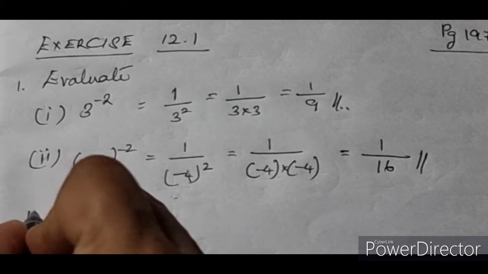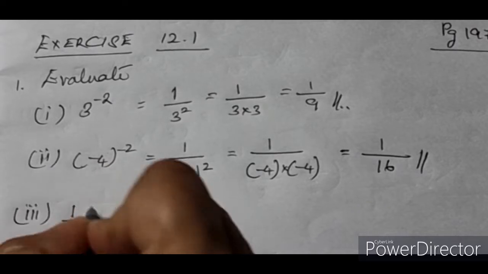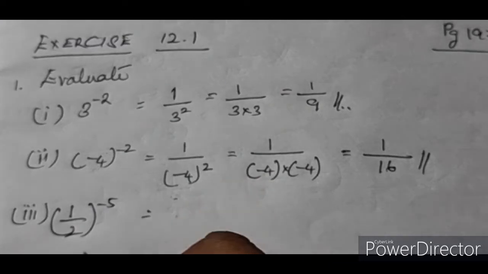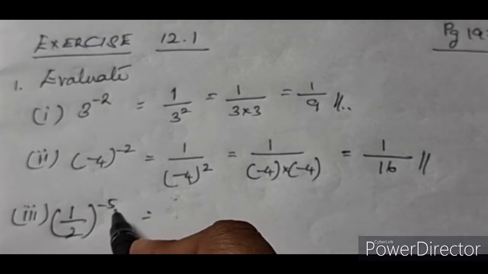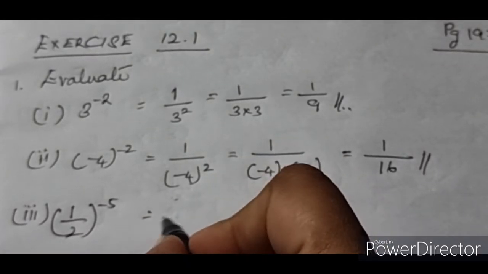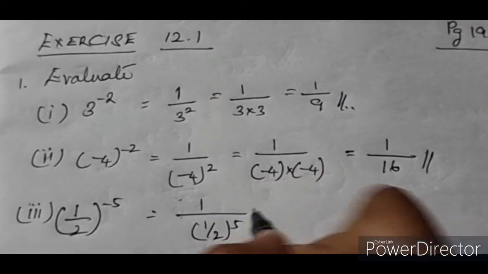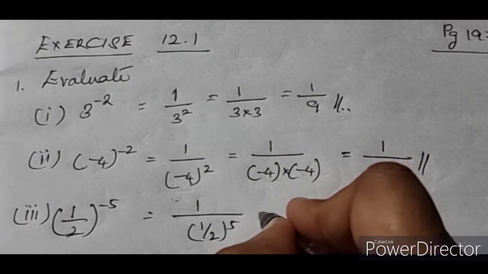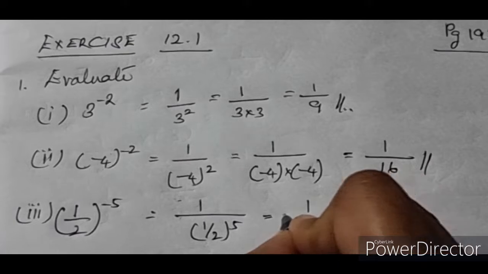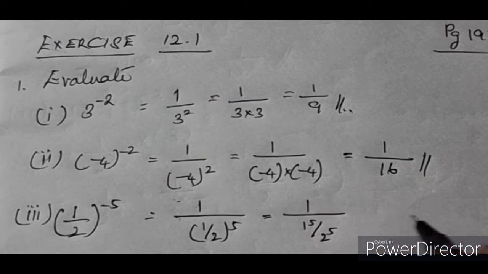Let's move on to the next subdivision, subdivision 3, which is 1 by 2 to the power of minus 5. So when I do a reciprocal, minus 5 power will become plus 5, right? So what I need to do is 1 divided by 1 by 2 to the power of plus 5. So this can be written as 1 divided by 1 to the power of 5 divided by 2 to the power of 5.